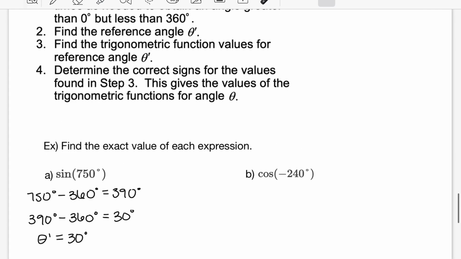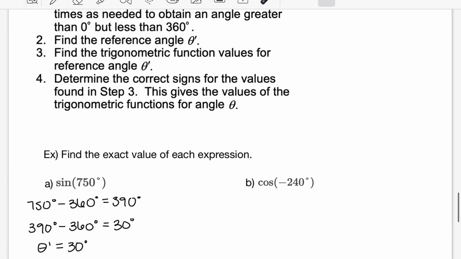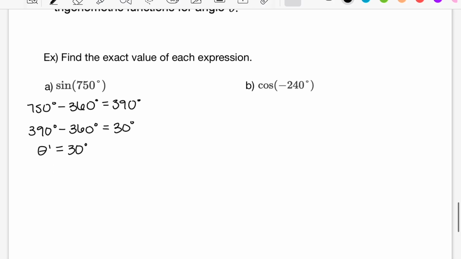Now, what we want to do is find the trig function values for this reference angle. So sine of 750 degrees is just going to be sine of our reference angle, 30 degrees. Now using our unit circle, sine of 30 is just going to be 1/2.